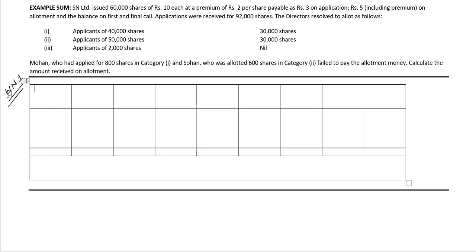Working note 1. We'll write the breakup in the right corner. On application, it's 3 rupees. On allotment, rupees 5, including 2 rupees premium. So that's 3 plus 2 rupees. And the balance on the final call. Total issue price, rupees 10 plus 2 rupees premium. So the balancing figure for the final call will be rupees 4.